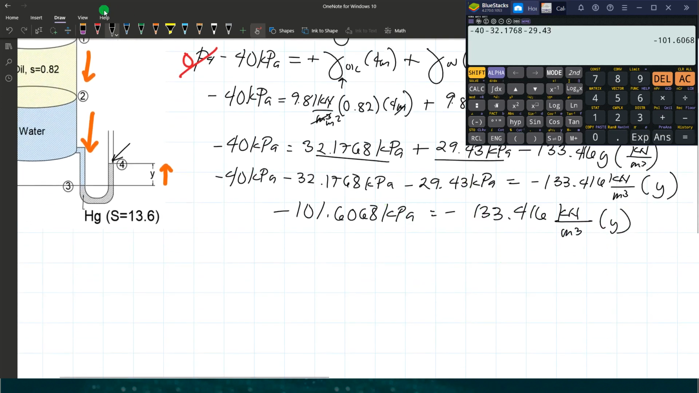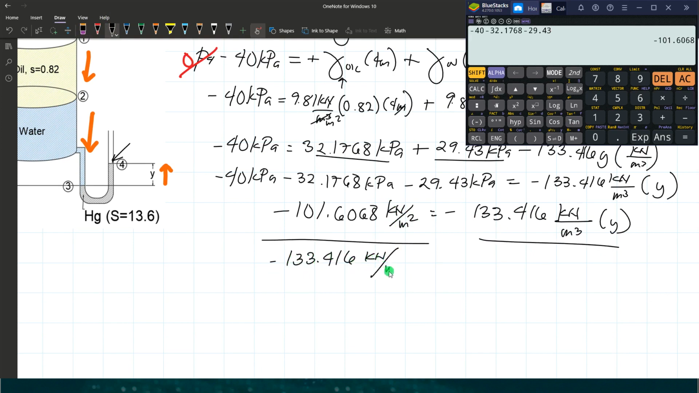Okay, so let me rewrite this equation. Kilopascal is in kilonewtons per square meter. So divide both sides by negative 133.416 kilonewtons per cubic meter. So we cancel out, and the unit that remains is in meters. So y is in meters.